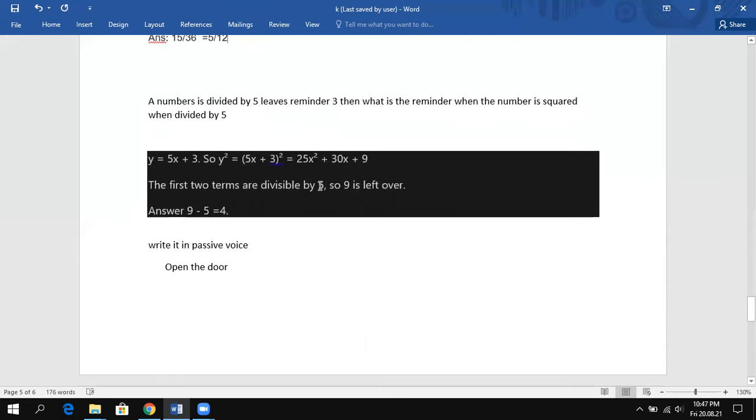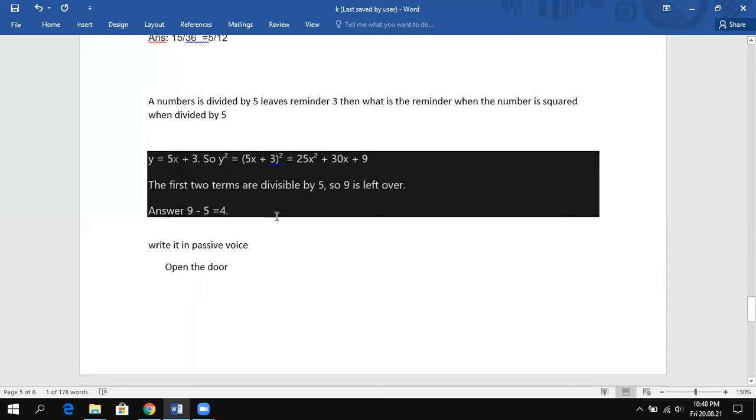And coming to the next question, here we were given a number which, when divided by 5, leaves a remainder 3. So let that number be x. When we are dividing that number by 5, we are getting a remainder of 3. This statement is clear, right? After this, what is the remainder when that number is squared and divided by 5? It is pretty simple.